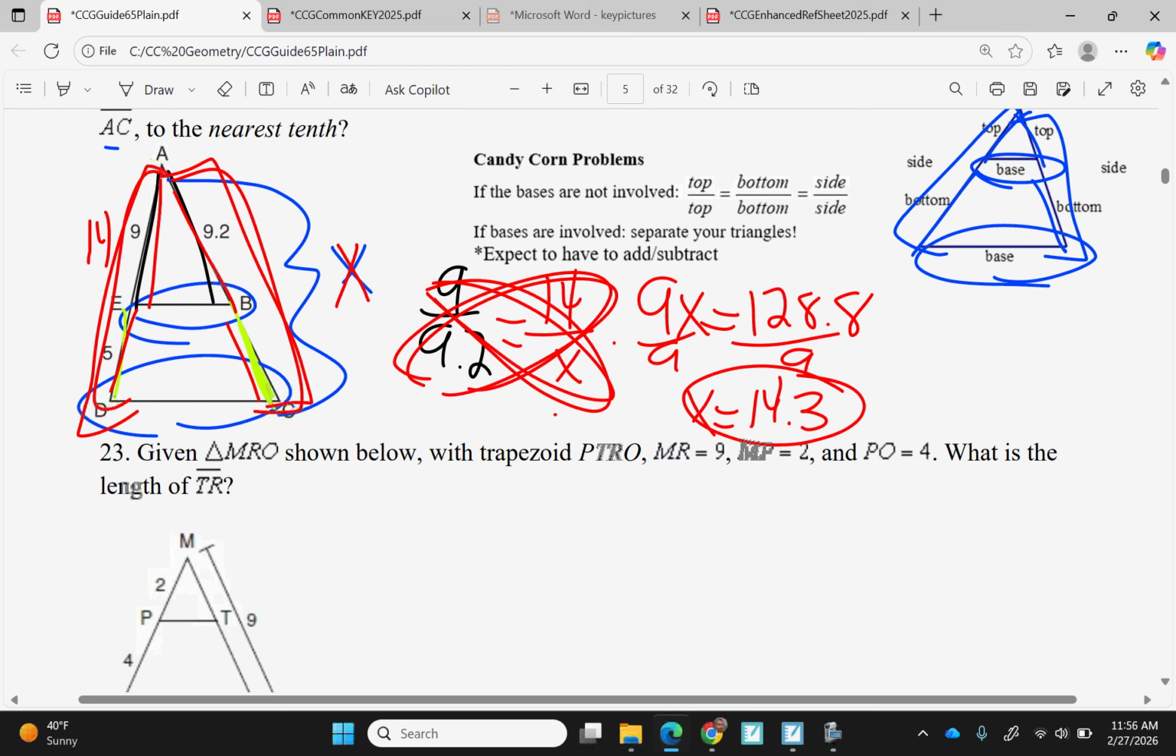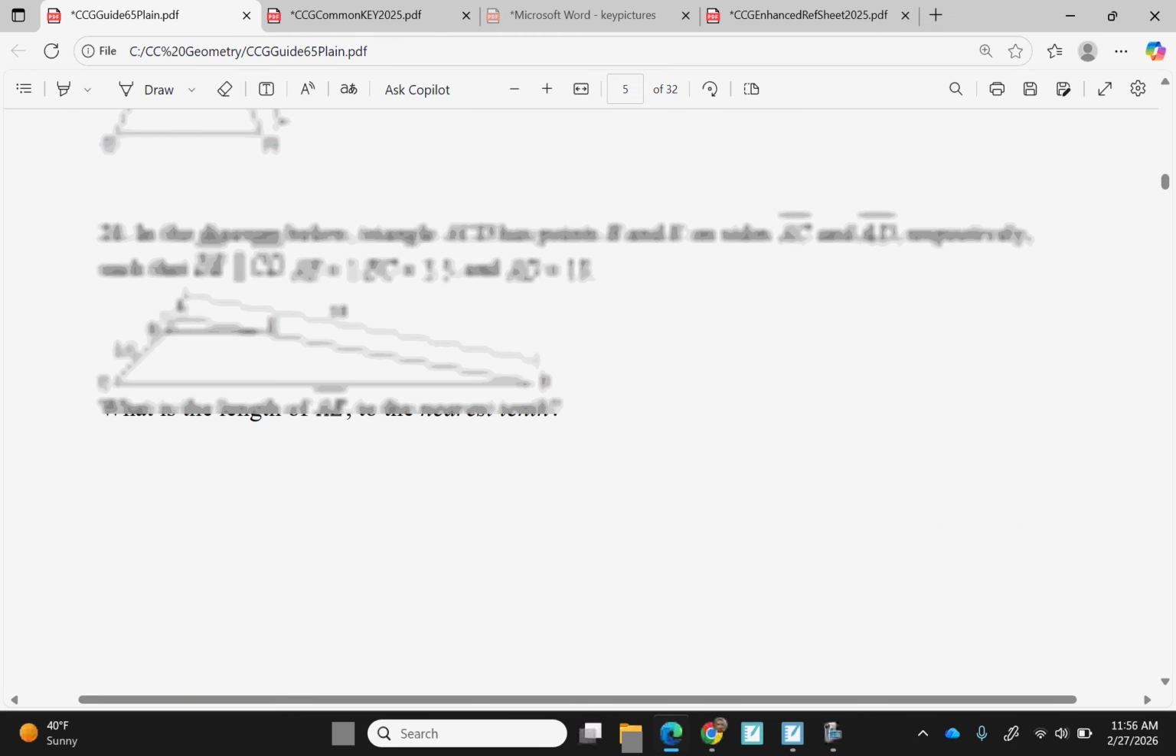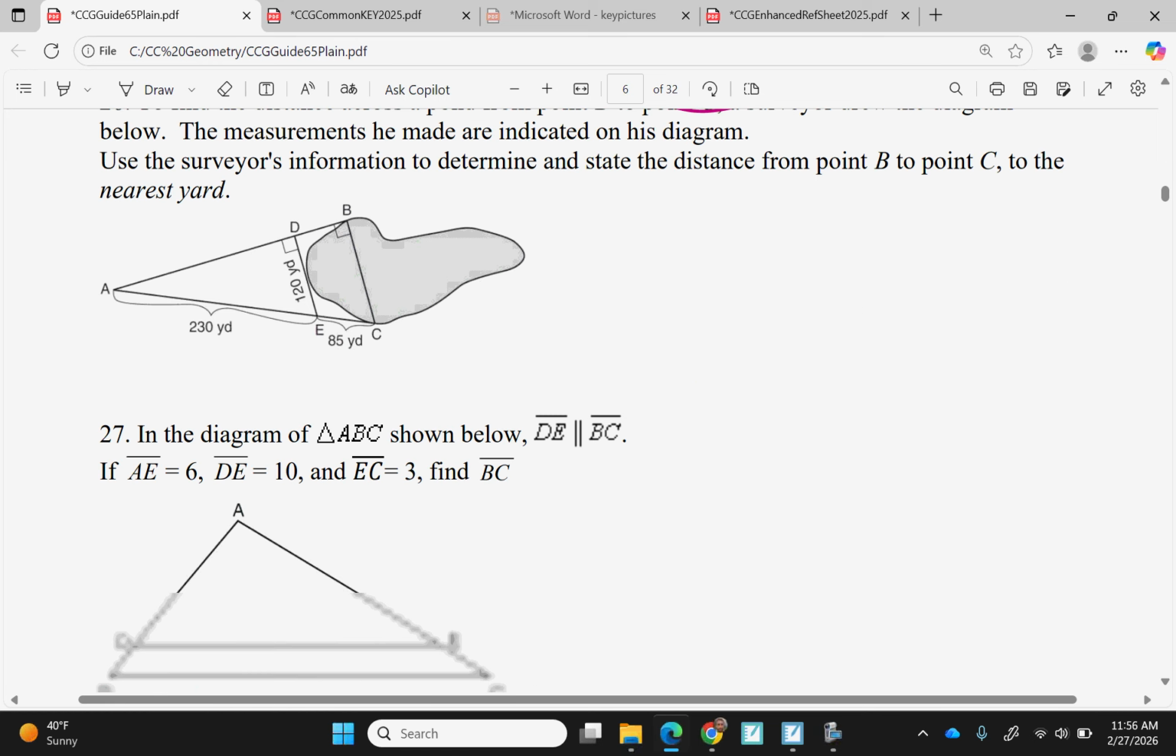Candy corn, bases separate. If the bases are involved, separate the triangles. If there are no bases, put the top over top, the bottom over the bottom, the side over the side.